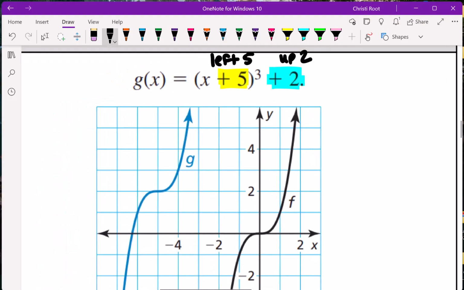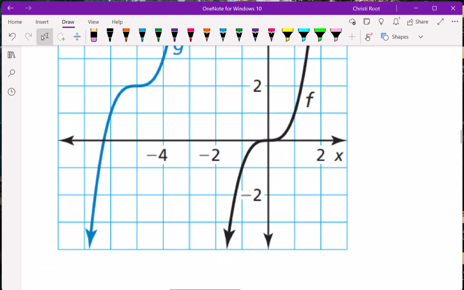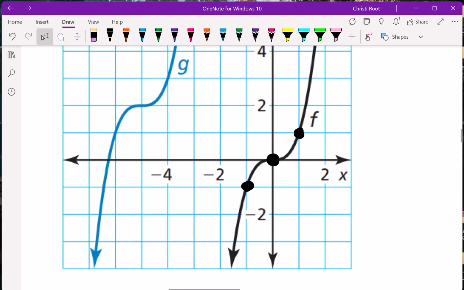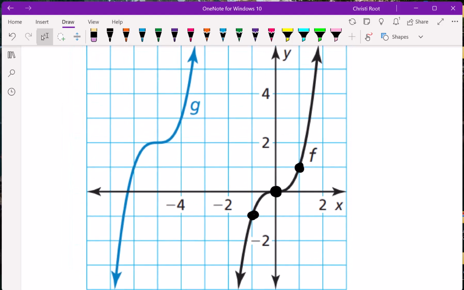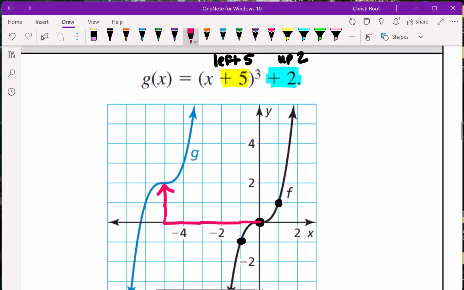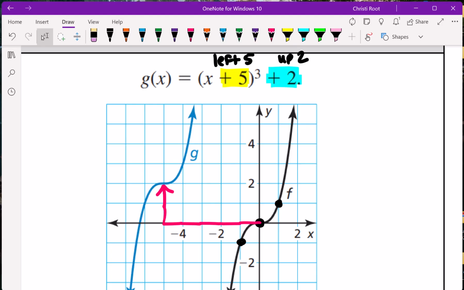So if you look at the graph, you're familiar with the parent function. You know that it actually crosses at the origin. You know it crosses at this point. You know it crosses at these 3 points right here, and you can track it going left 5, up 2. So left 5, 1, 2, 3, 4, 5, up 2. You see where it wound up? So visually, you can verify that that is exactly what happened.